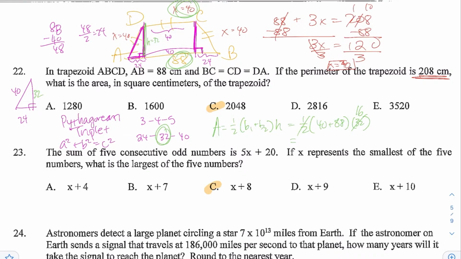And then 40 plus 88 is 128. So you have to do 128 times 16. And when you do the first digit, 8 times 6 is 48. So you know that the ones place has to be an 8. So the answer has to be choice C. Eventually, when you multiply through, you'll get 48.